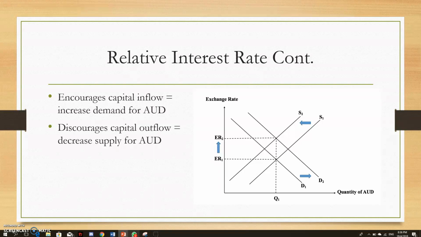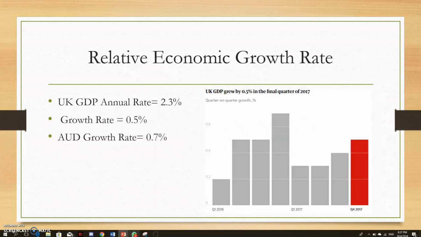With the higher interest rate of Australian dollar, investors would prefer to invest in the Australian dollar rather than the British pound, as the return of investment is more appealing. This will increase the capital inflow and the demand for AUD, therefore shifting the demand curve to the right. This will also decrease the capital outflow and the supply for AUD, therefore shifting the supply curve to the left. This will increase the exchange rate of the AUD.